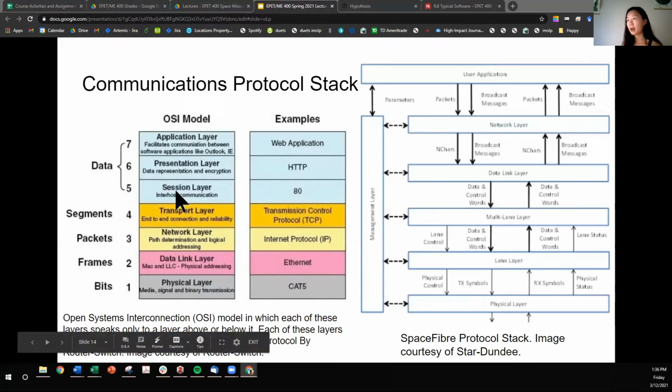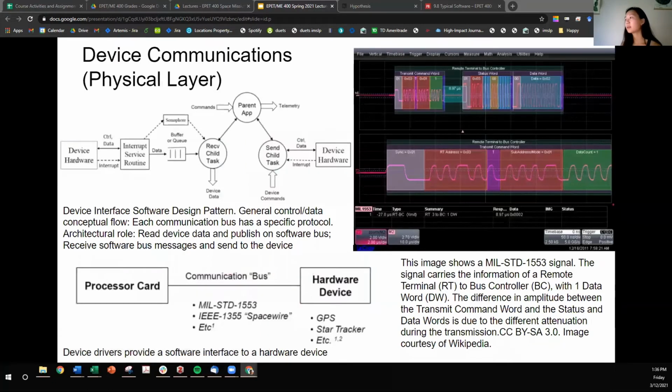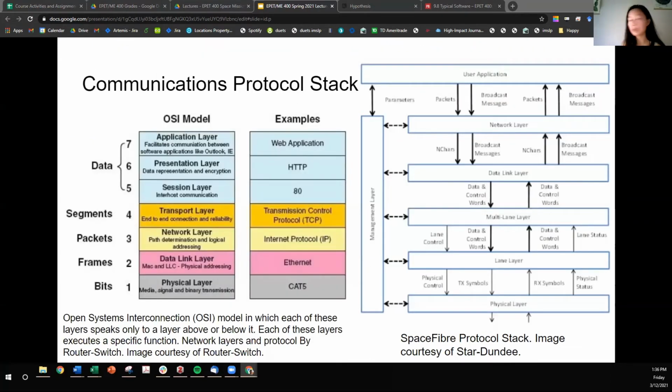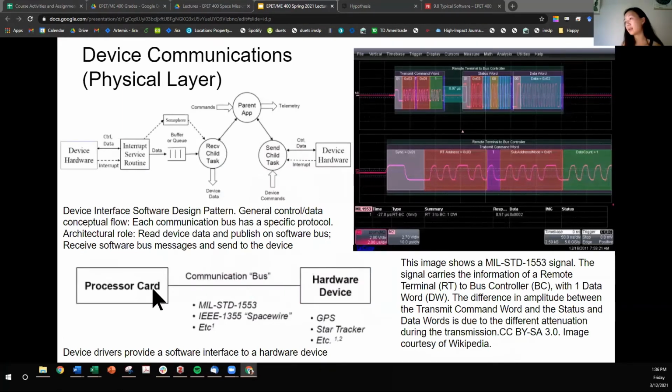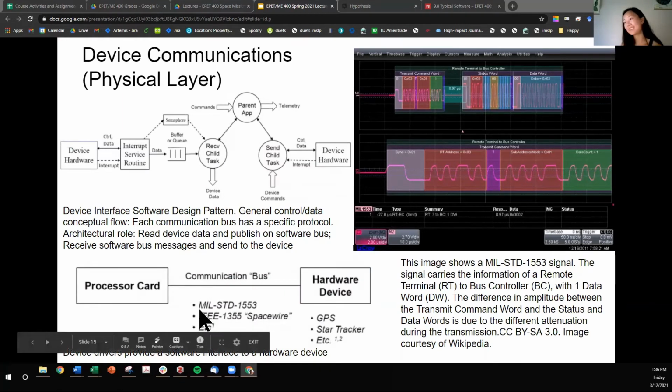So now we're going to move up. Physical layer. If we break down the physical layer, what you'll see is device hardware being passed to the parent app, which is the layer just above the data link layer. It can be MIL standard 1553, SpaceWire. Your hardware devices could be GPS, star tracker, etc.